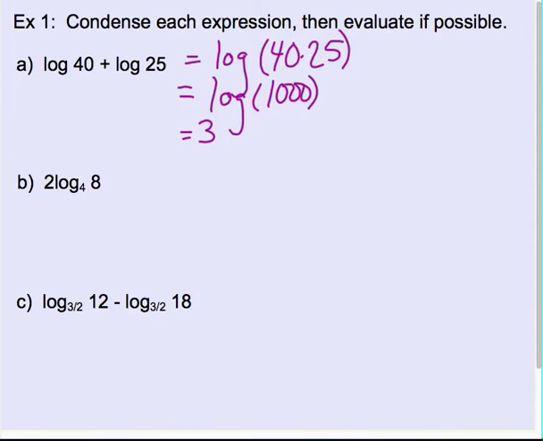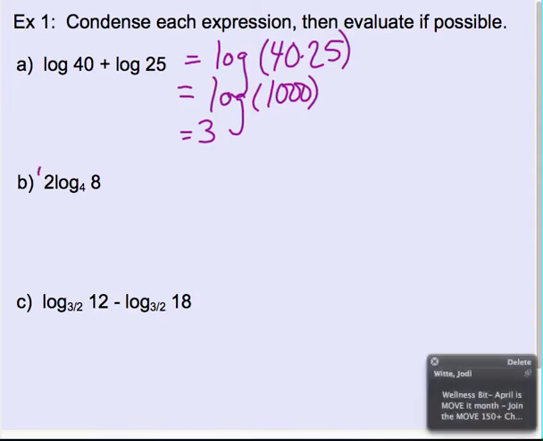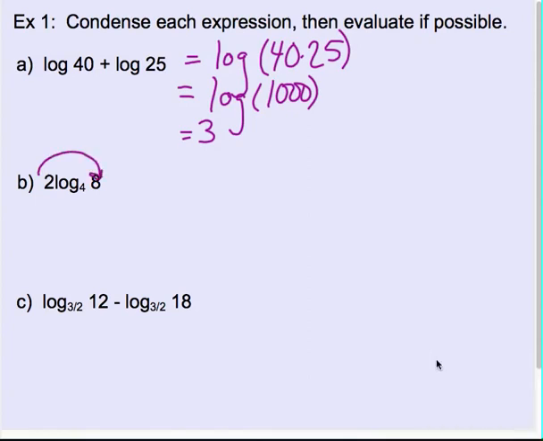Our second log, we have a coefficient in front of it. So this, remember, we just flip it to the back, and it becomes the exponent on our 8. So this is log base 4 of 8 squared. 8 squared gives us 64. And 4 to what power gives us 64? The answer would be 3 again.